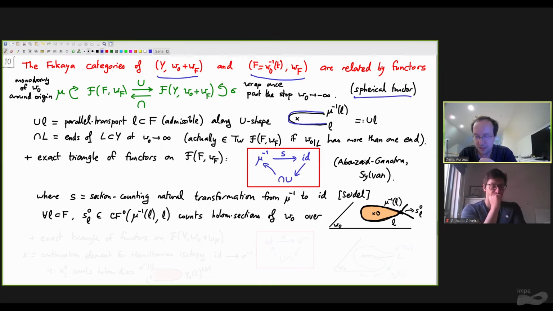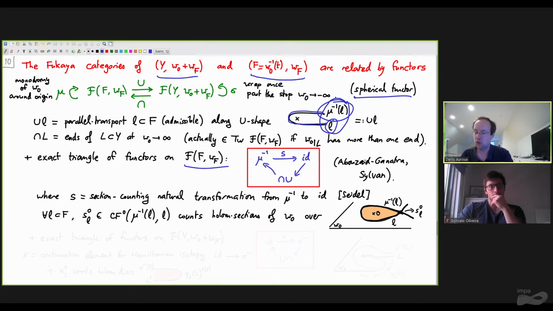So the statement is there are exact triangles of functors. The one that's most interesting to me is on the fiber. The claim is I can look at Lagrangians in the fiber. I can look at their image under the monodromy. Or what I can do is take a Lagrangian in the fiber, first move it around a U-shape by cup, then ask what are the ends of this thing by cap. Well, the answer is the ends will be the original Lagrangian and its image under the monodromy.